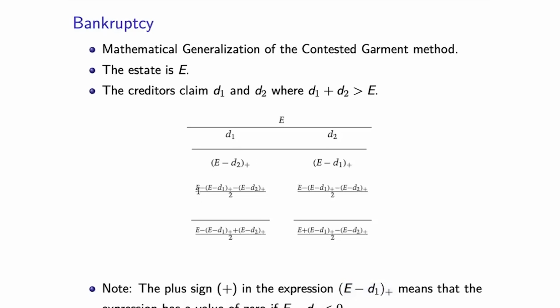So then, based on that, we can calculate the portion of the estate which is the contested part, and then we divide that equally among the two players. So that's what the second line is saying. And then if you add up, you end up with this thing. So this is the general principle.